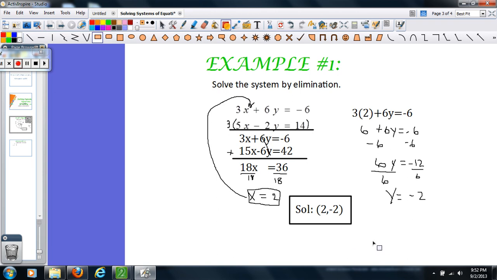And then what I also would like you to do is take this solution, just like we did yesterday, and plug it into 5x minus 2y equals 14. And if that is true, then that means that I didn't make a mistake and this is my correct answer.